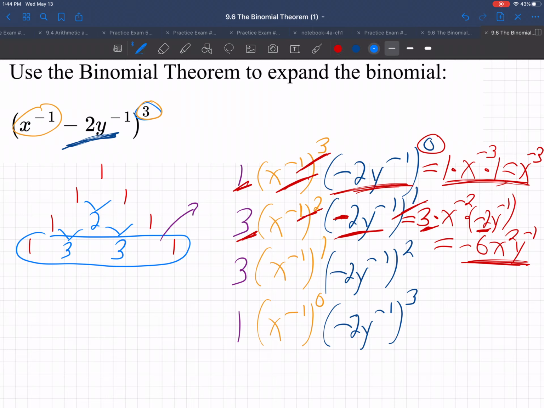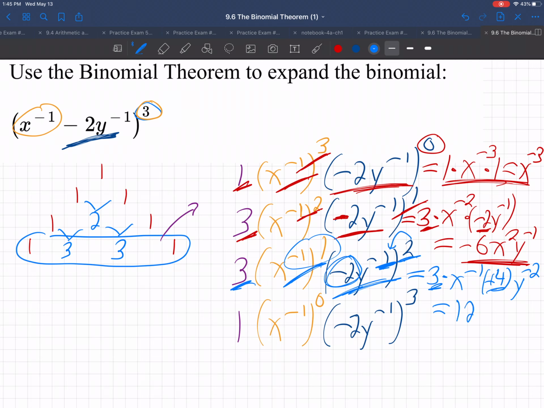We change the color here for the third term. The third term is going to be 3 times x to the minus 1 to the 1. Those powers just multiply to be x to the minus 1, right? Minus 1 times 1 is minus 1. Now this is squared. So you square the minus 2. So that's going to be plus 4, right? Minus 2 times minus 2 is plus 4. And the powers multiply, y to the minus 2. Powers outside parentheses multiply powers inside, and you square the minus 2 to be plus 4. So 3 times 4 is 12, x to the minus 1, y to the minus 2. So there is the third term.